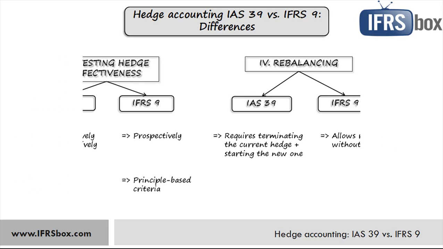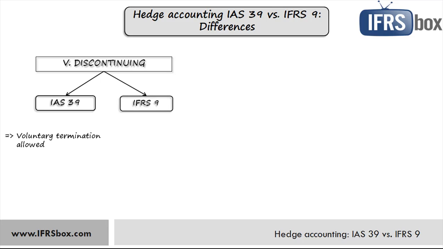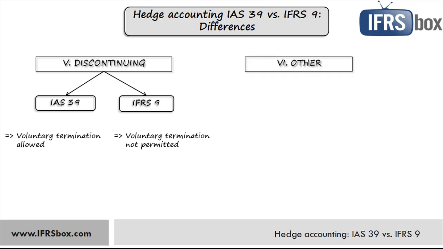When it comes to discontinuing the hedge accounting, IAS 39 allows terminating the hedge accounting voluntarily. So if your company decides no longer to apply hedge accounting to the hedge, it's okay under IAS 39. However, IFRS 9 does not permit discontinuing the hedge accounting voluntarily. You can do it only in the situation when the risk management objective changed, the hedge expired, or is no longer eligible.